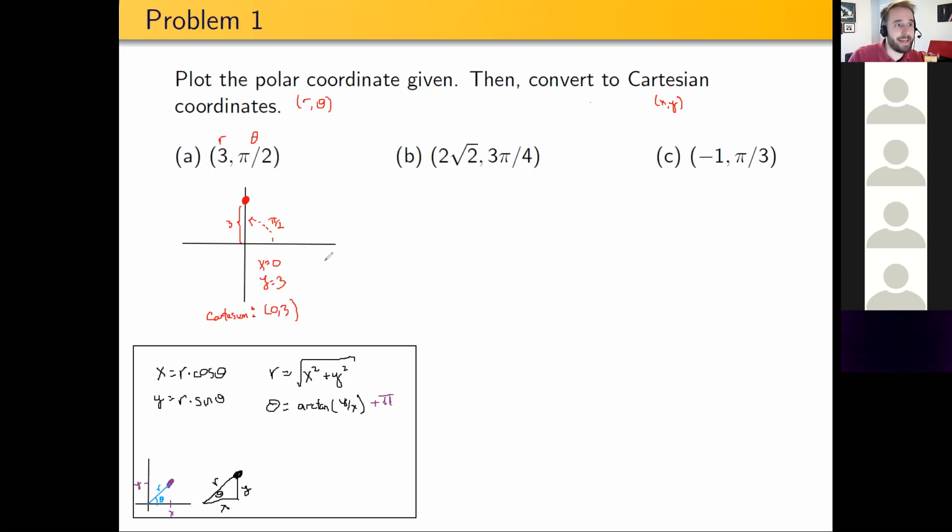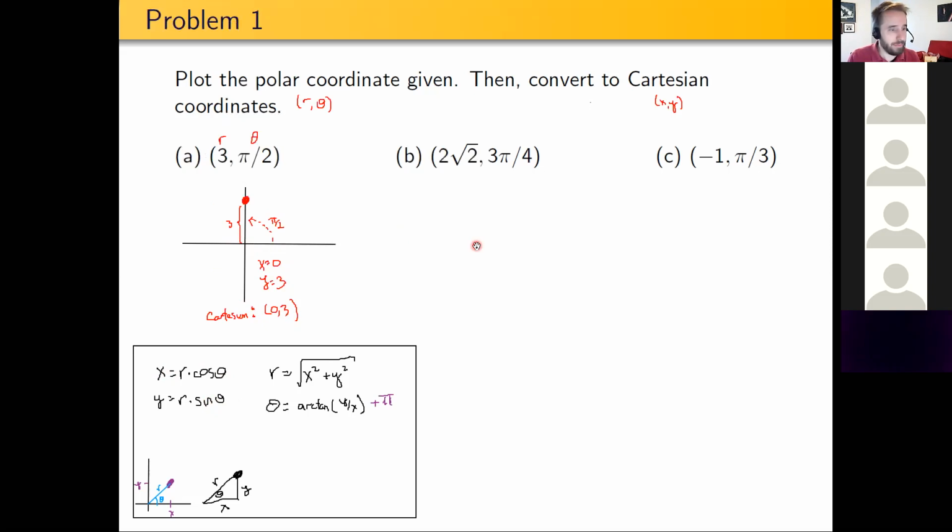Now, we could think about that in conjunction with our formulas down here, and I could explicitly have just calculated x equals 3 times the cosine of pi over 2, and that's 3 times 0, so that's just 0, and y equals 3 times the sine of pi over 2. So that's 3 times 1, so that's 3. So I could have just used these formulas and explicitly plugged in to get 0, 3. But we see that that's verified by our geometric understanding of this picture here.